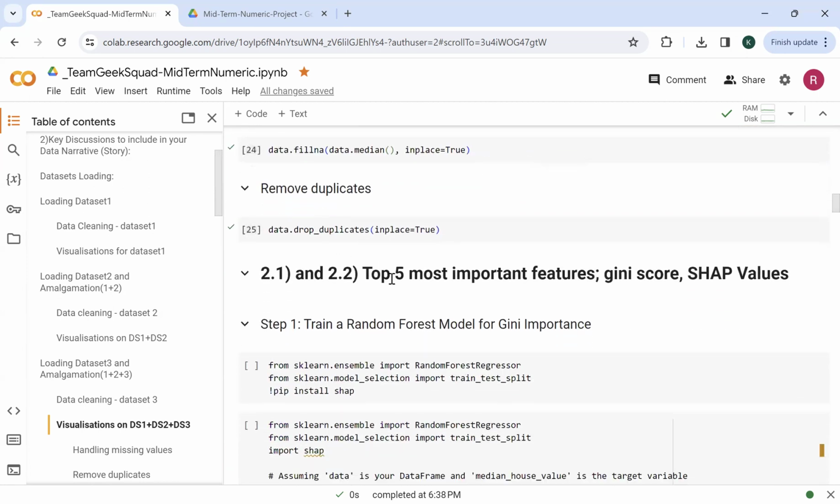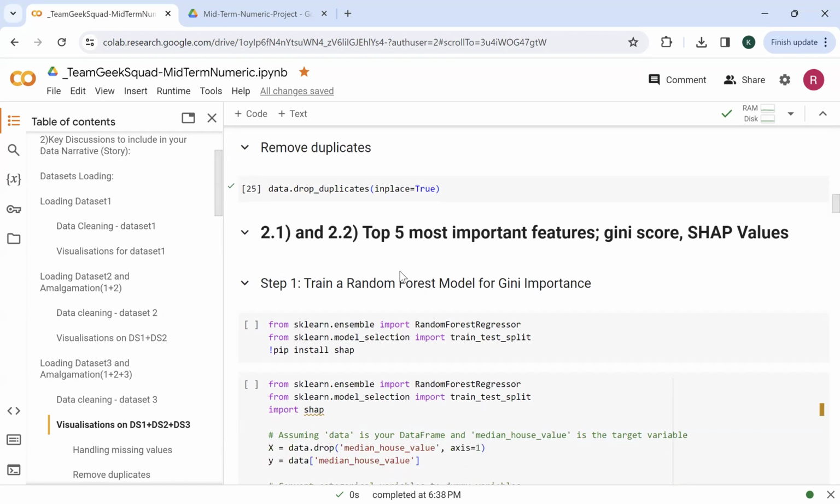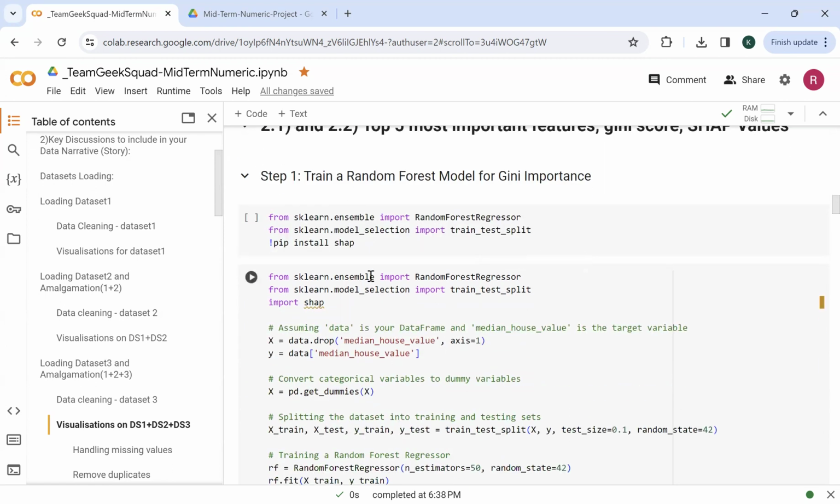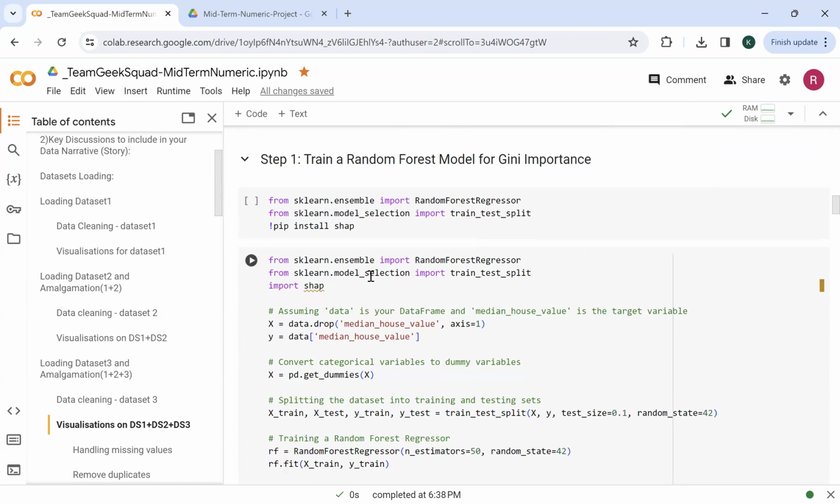Next, we have performed the Gini score and the SHAP values too. Here we have trained a random forest model for the Gini importance. Here it is a decision tree, which is used for classification.